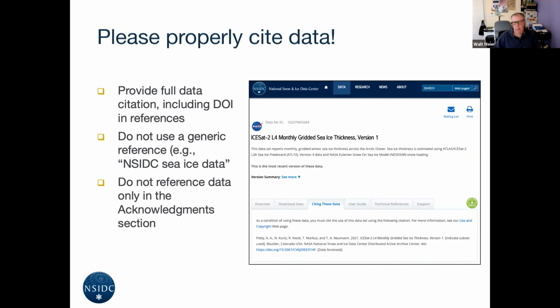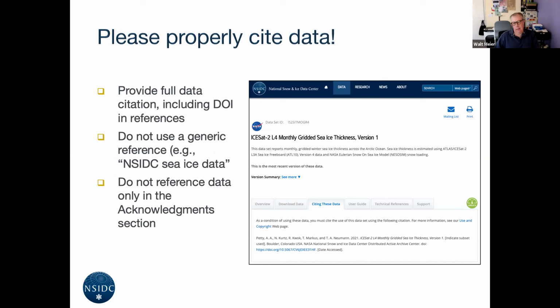I want to just kind of push, as a representative of the data center and the DAAC scientists at NSIDC, to please properly cite data in papers. And that means providing the full data citation, including the DOI, in your references. Do not use just a generic reference like NSIDC sea ice data. We have many sea ice data, even sea ice concentration fields, so that's not a suitable reference.